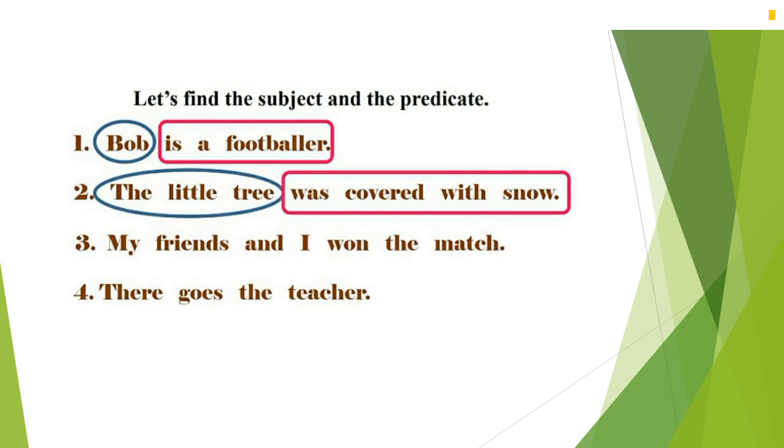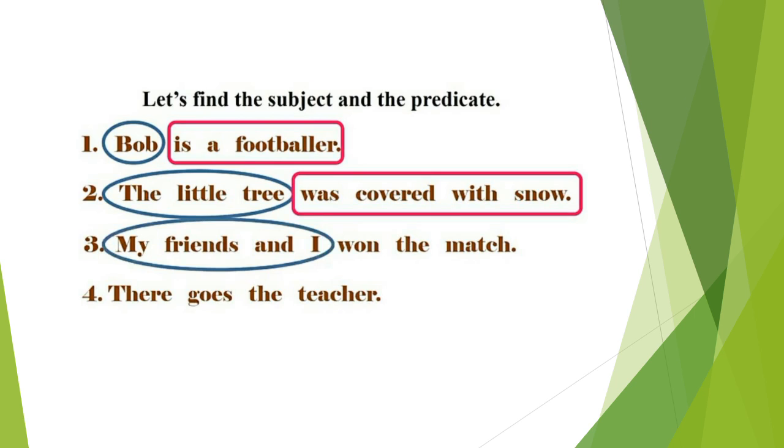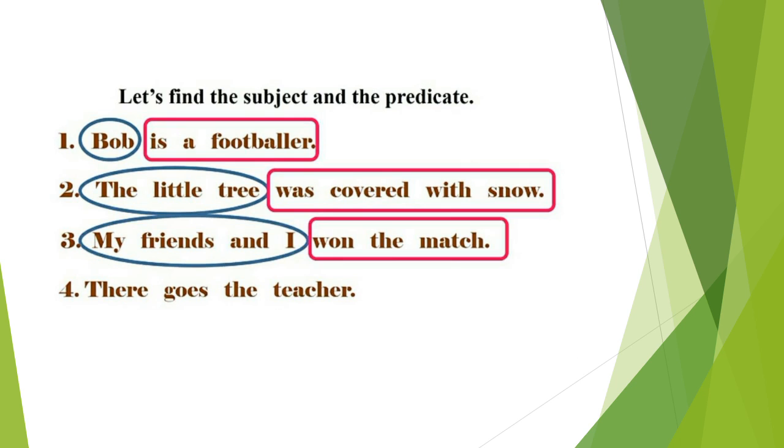So children, my friends and I is the subject of the sentence, and won the match is the predicate of the sentence. Okay, are you getting? Because here we are talking about my friends and I, so they are the subject, and won the match is describing them, that's why it is the predicate.